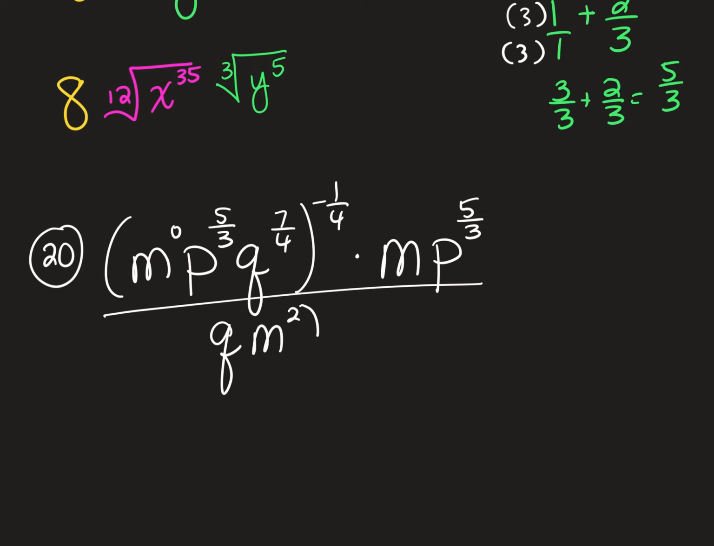Okay, so that's 20. So we have some goals here. The first is let's make sure there are no negative exponents. The second is we would like one of each base.